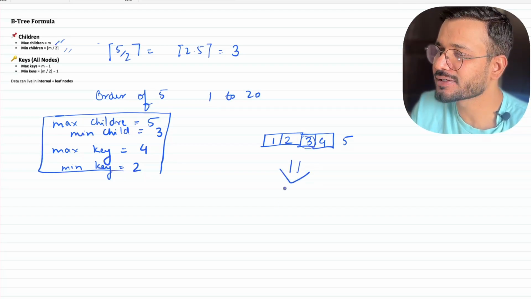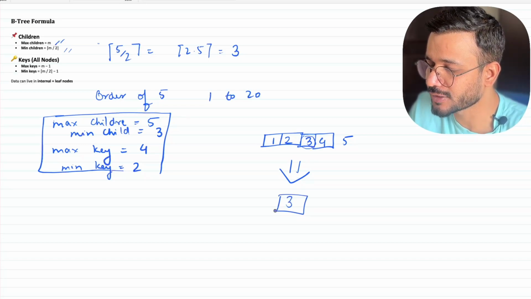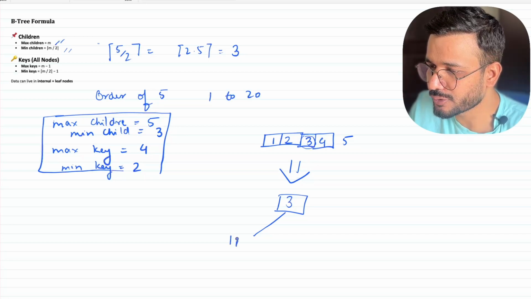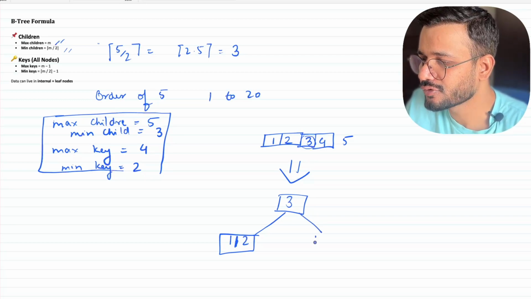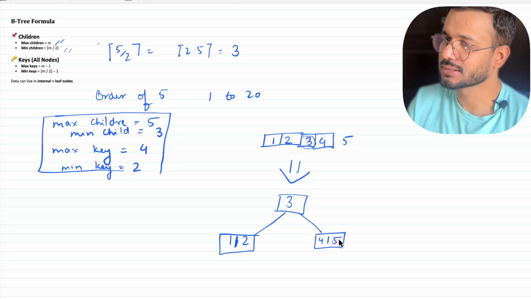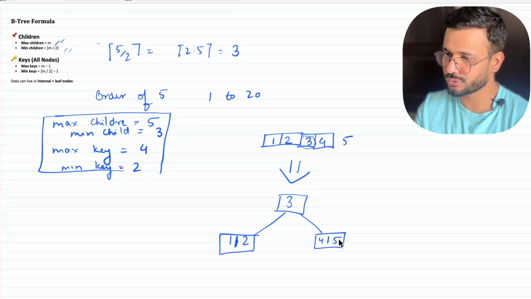So our tree will become like this. We will split the tree. So 3 will become the new parent. It will go up, and then we will have two children. One is 1 comma 2, that is the left child, and 4 comma 5. Here we have created a subtree or a new tree.